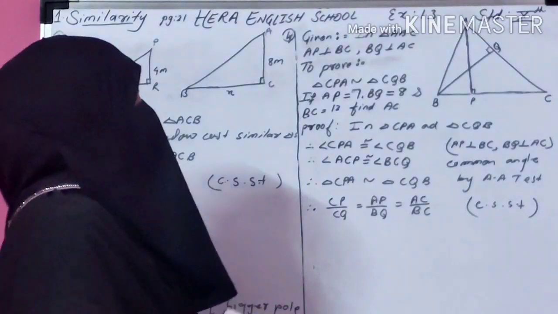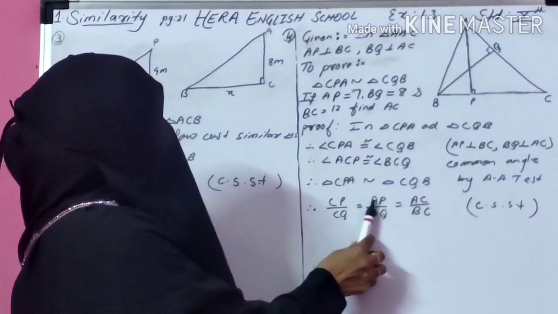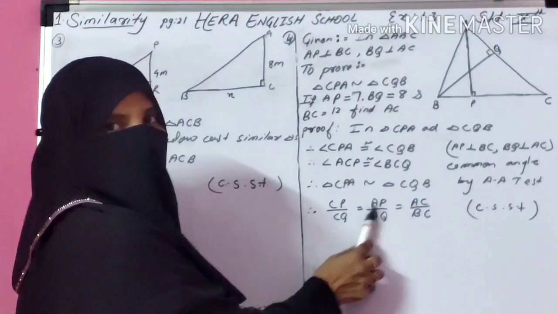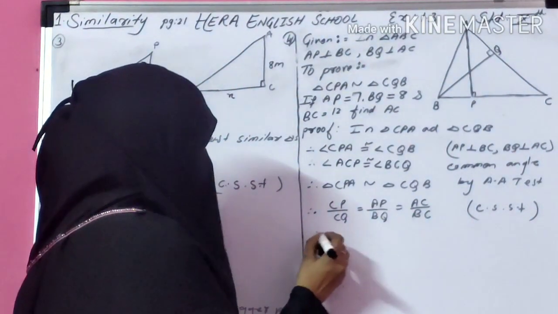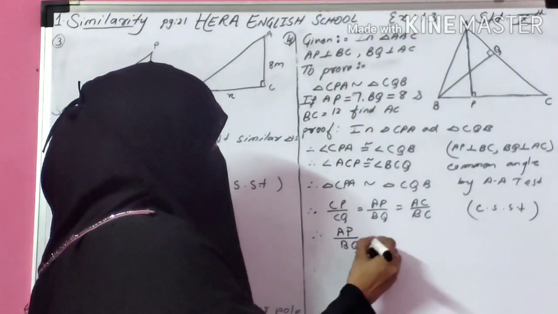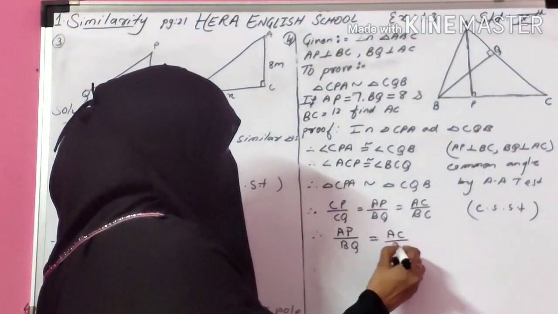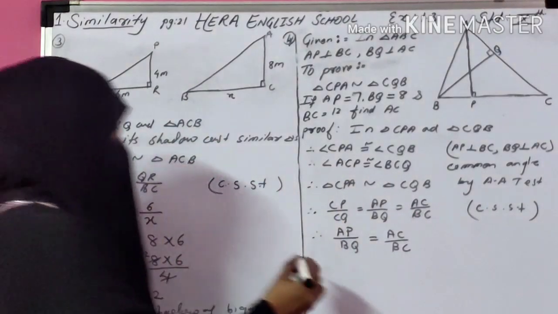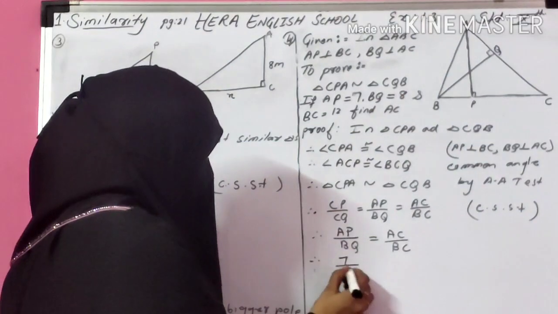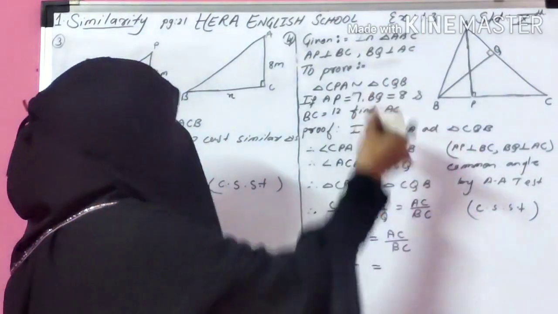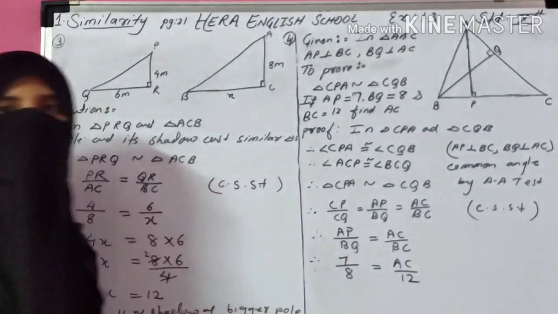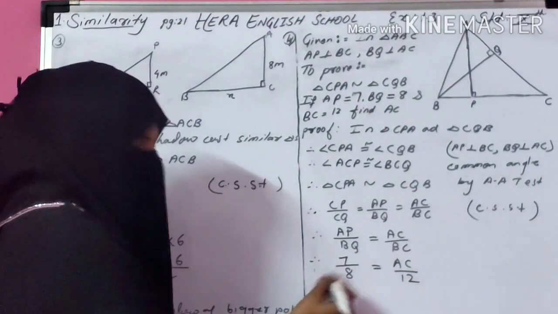Now your requirement, which two ratios do you require? You require AP and BQ, and you require BC and AC. That means these two ratios you require. So take these two ratios, AP upon BQ, and the second one is AC upon BC. Now substitute the values. AP value you are having 7, BQ is 8. Now AC you have to find, and BC value you are having 12. Okay. Now the next step is cross multiply.